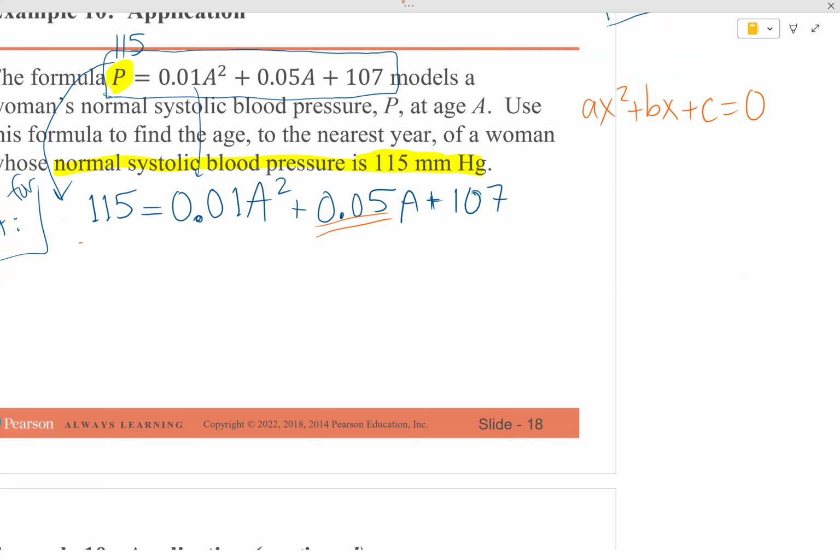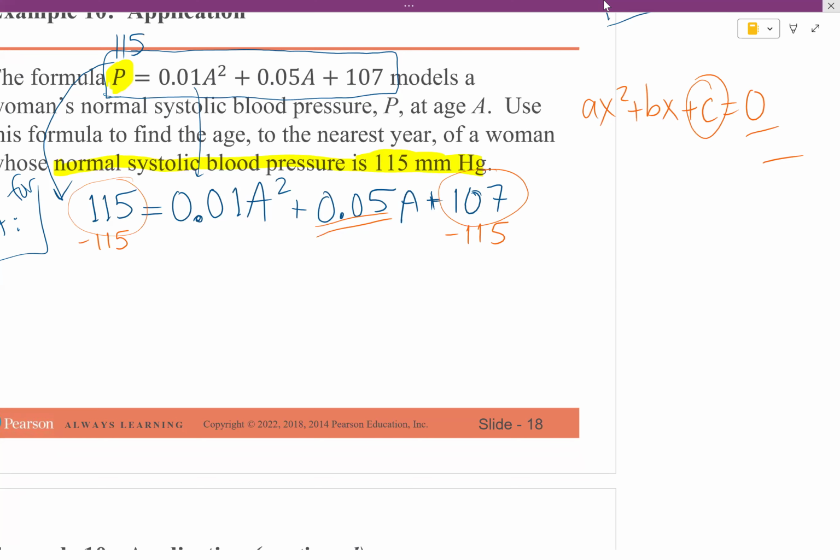I need to get this 115. He needs to get in the mix with all his friends over here. You need 0 on the other side, or else it's kind of like part of C would be missing, because 107 is not C. It's supposed to be 107 combined with this 115. They make C together.